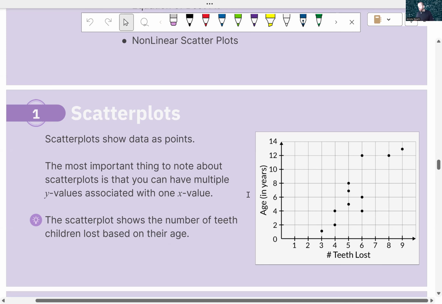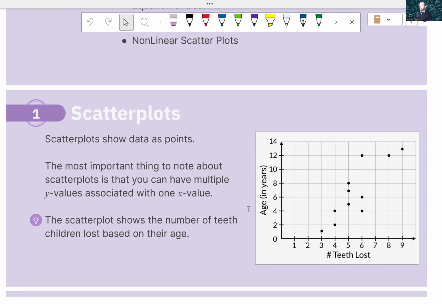And we can start to look at trends of this. So as the number of teeth lost increases, the age in years is also increasing. This is what's referred to as a positive correlation. As one of the variables increases, the other variable increases as well. And we can start to make predictions, sort of like how we made predictions with our ratio problems, with this smaller subset of data, and then compare it to an entire population.